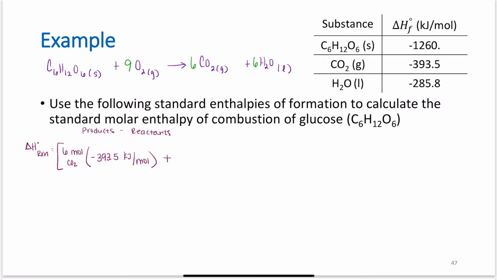Plus 6 moles of water times the value for water, negative 285.8 kilojoules per mole. Note that this is for water liquid. This is for CO2 gas. They are different depending on their states. That is all of my products. Now I'm going to subtract my reactants. I've got 1 mole C6H12O6 times negative 1260 kilojoules per mole.